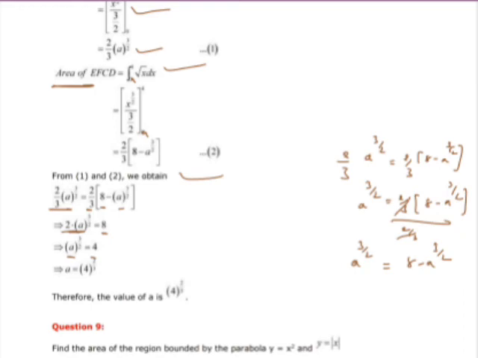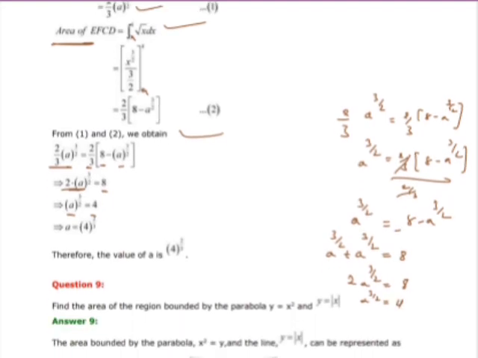So now 2 comes here, only 8 is there. So when you take this term to the RHS, it becomes a to the power of 3 by 2 plus a to the power of 3 by 2, which is equal to 8. So it is 2 times a to the power of 3 by 2, which is 8. So finally a to the power of 3 by 2 is 4. So now a equals 4 to the power of 2 by 3 is the required answer.